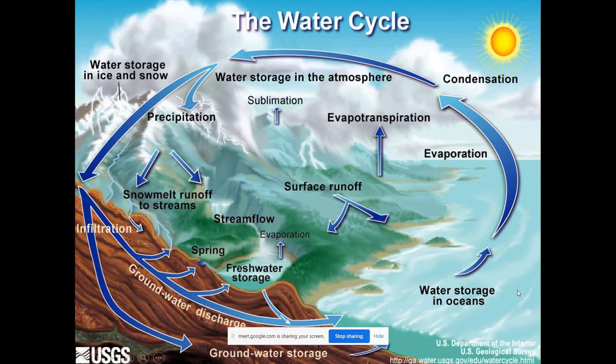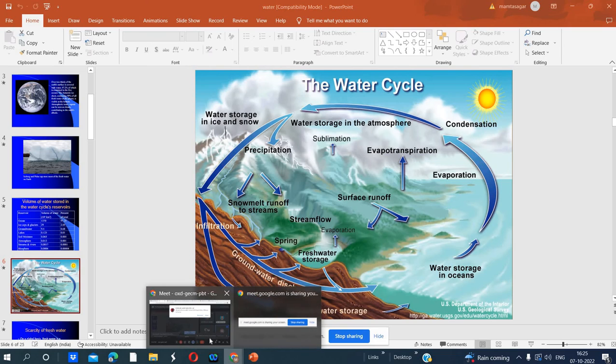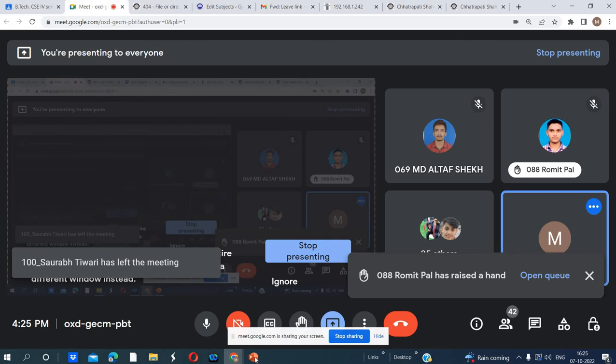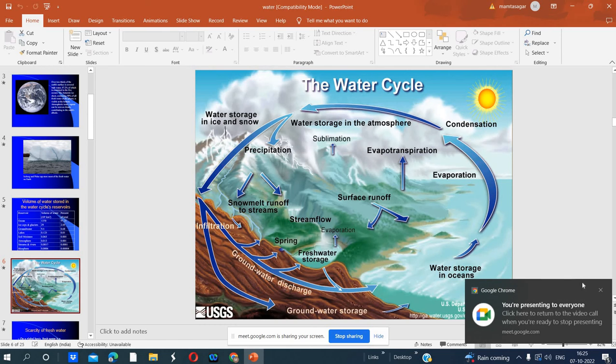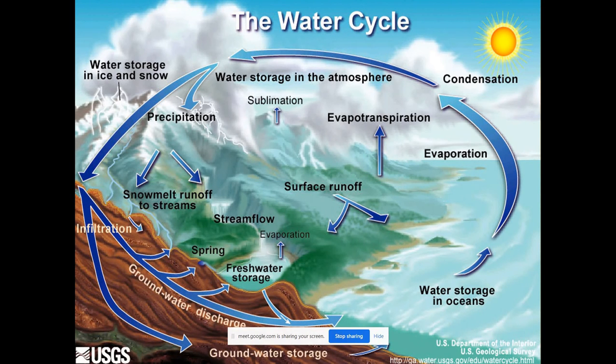We have more water in the ocean. At the bottom of the figure you can see there are more water resources in the ocean. You can see water storage in the ocean, so more water is stored here.